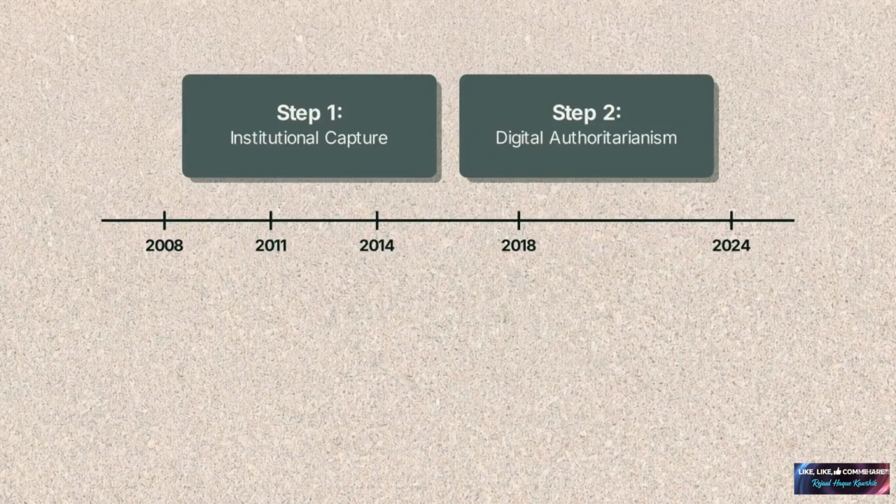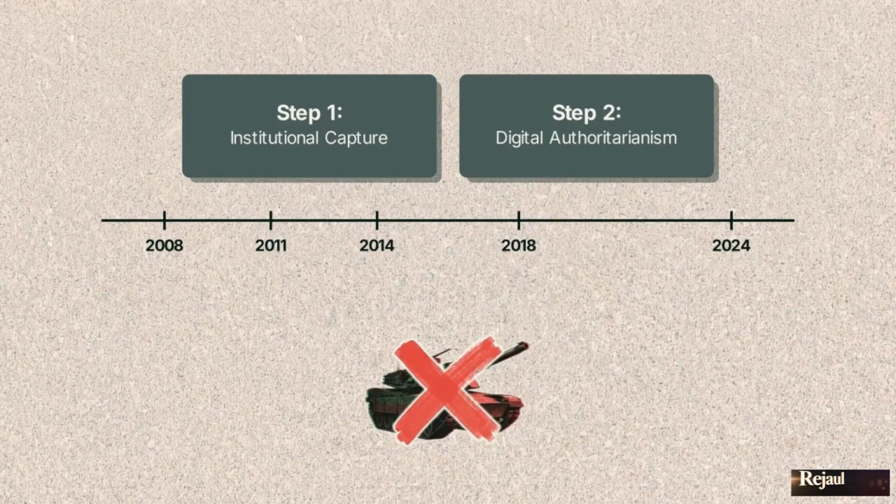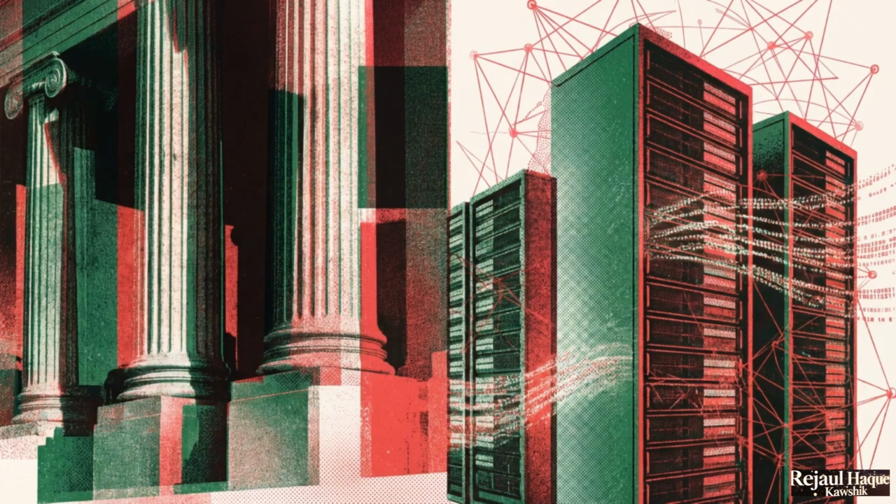The Awami League established this regime over 15 years through a calculated two-step engineering process, bypassing the need for a traditional military coup. Combining stealthy institutional capture with modern digital authoritarianism is far more effective and far harder to sanction than a traditional armed takeover.